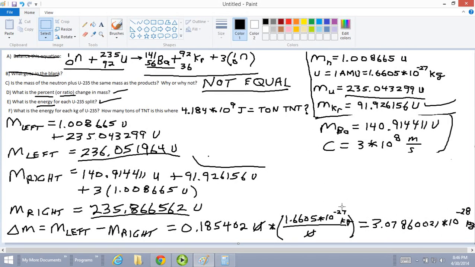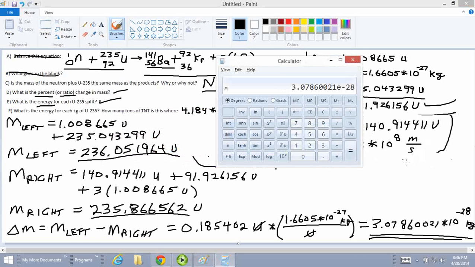Okay, so we take this number, the 3.07866, and we multiply it by c squared. E equals delta m c squared. So this is the delta m now. So the answer to part E is energy equals delta m c squared. Here's delta m. And c is 3 times 10 to the 8th meters per second. Go back to our calculator. Delta m is still in the calculator.